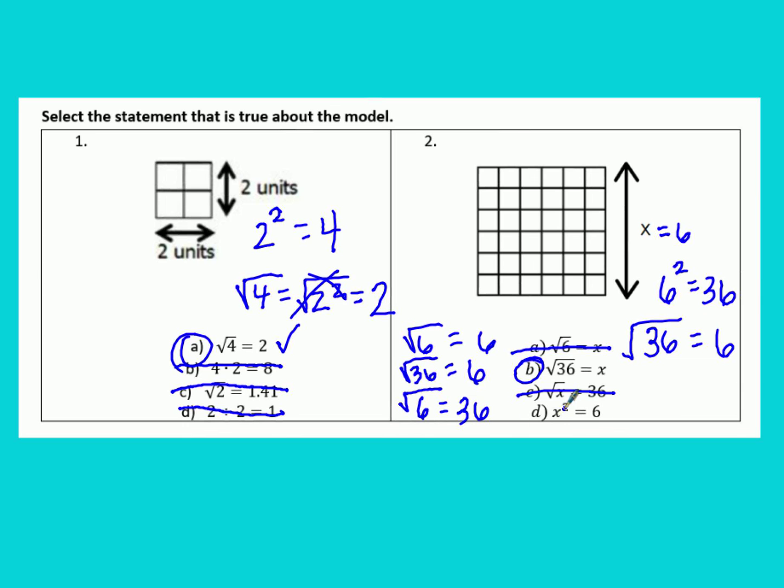In our last one, we have x squared equals 6. So if I plug in my 6 where the x is and say that that equals 6, 6 squared, we know that's 36. That doesn't equal 6, so this is not true. So our best choice here would be answer B, the square root of 36 equals x.